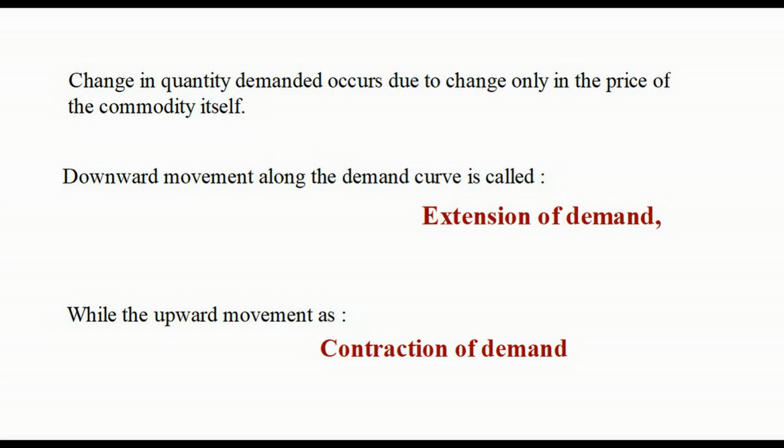Because when there is a fall in the price of the commodity, whenever there is a decrease in the price of the commodity, the quantity demand will expand, quantity demand will increase. And that change is referred to as extension of demand, increase in the quantity demand. Whenever there is an increase in the price of the commodity, there will be a decrease in quantity demand. Upward movement, because of the rise of the price of the commodity and the quantity demand will decrease. This is known as contraction of demand.